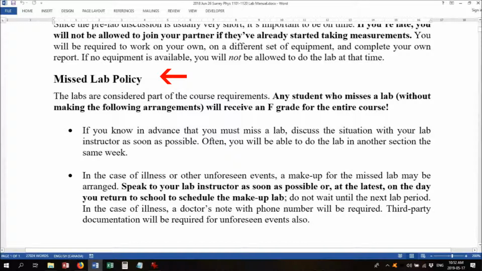So if you wake up one morning and you're too sick to come to school, email me to tell me that you're not going to make it, and I will email back to say whether or not I want you to get me a doctor's note. Similarly, if you know in advance that there's a lab period you can't come to, say for example you've got a family function you need to go to, come and talk to me about that and we'll sort something out.